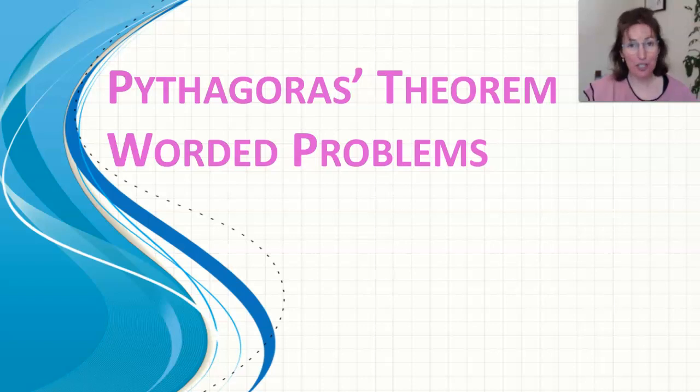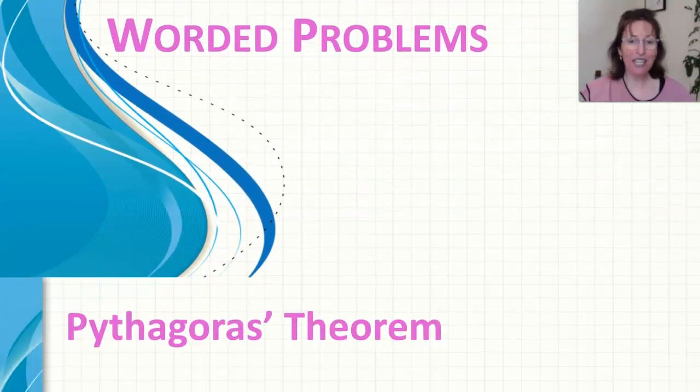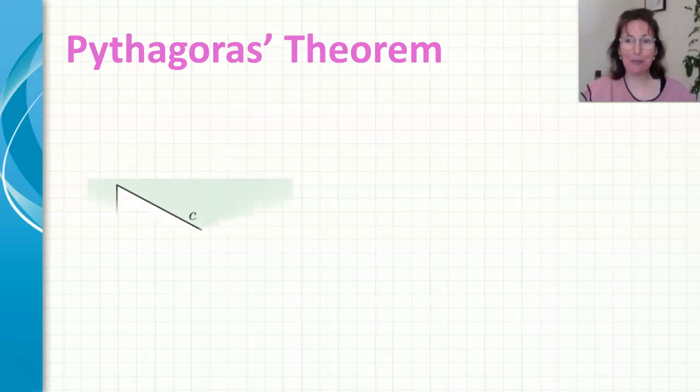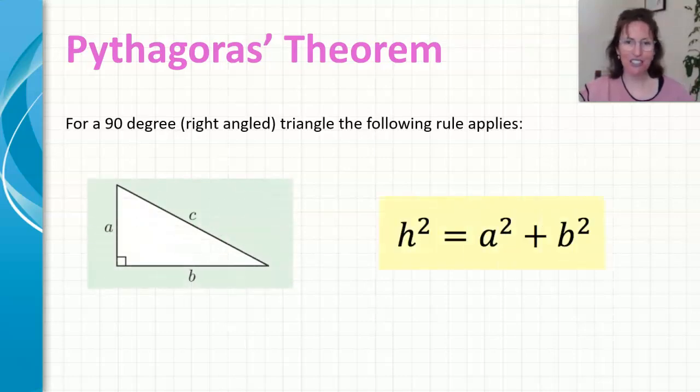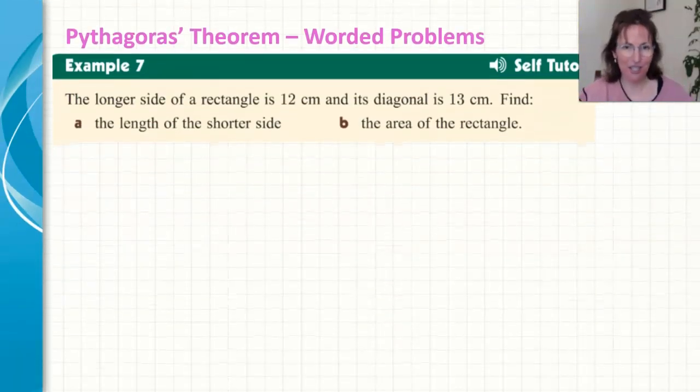Let's go through some worded problems for Pythagoras' theorem. If you need a refresher, head back to a previous video where I'll take you through some simpler examples in more detail. Here's a reminder that the hypotenuse squared, that's the side opposite the right angle, is equal to the sum of the squares of the other two sides. So we've got 4 we're going to work through here.